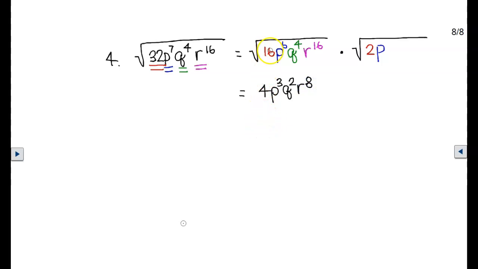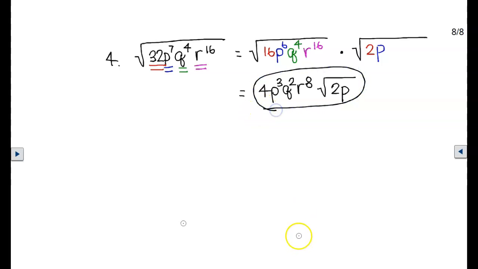4 times 4 is 16. P to the 3rd times p to the 3rd is p to the 6th. Q to the 2nd times q to the 2nd is q to the 4th. And r to the 8th times r to the 8th is r to the 16th. That second radical has my non-perfect squares that I can't do, so I know that part is just going to stay the same.